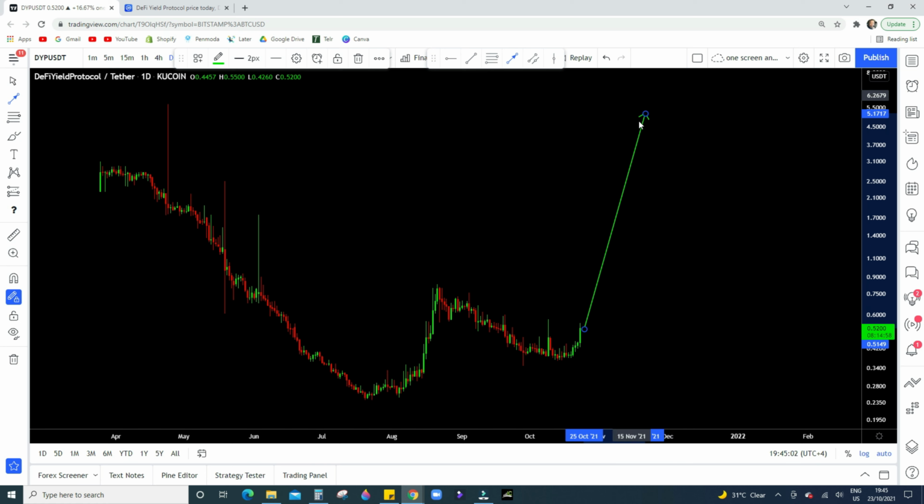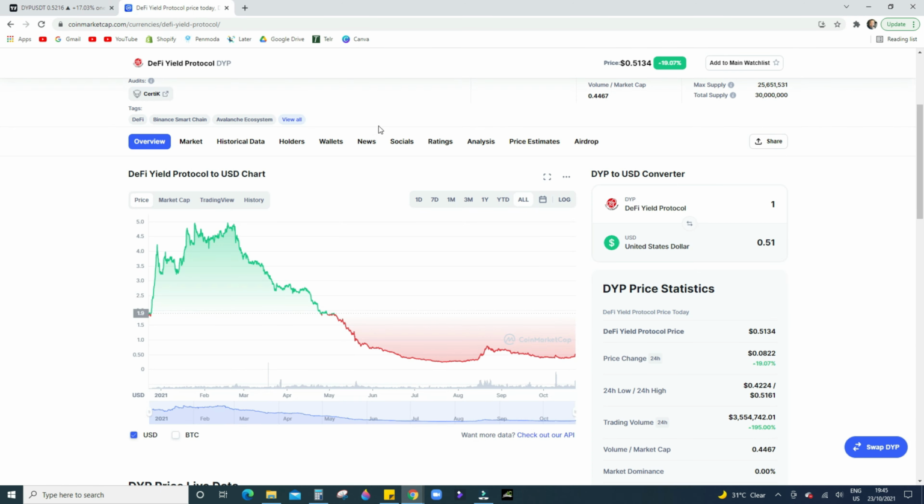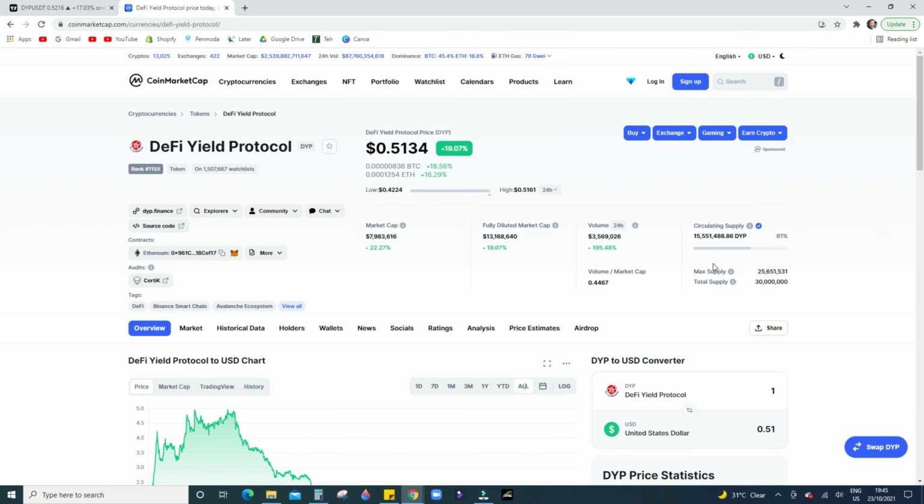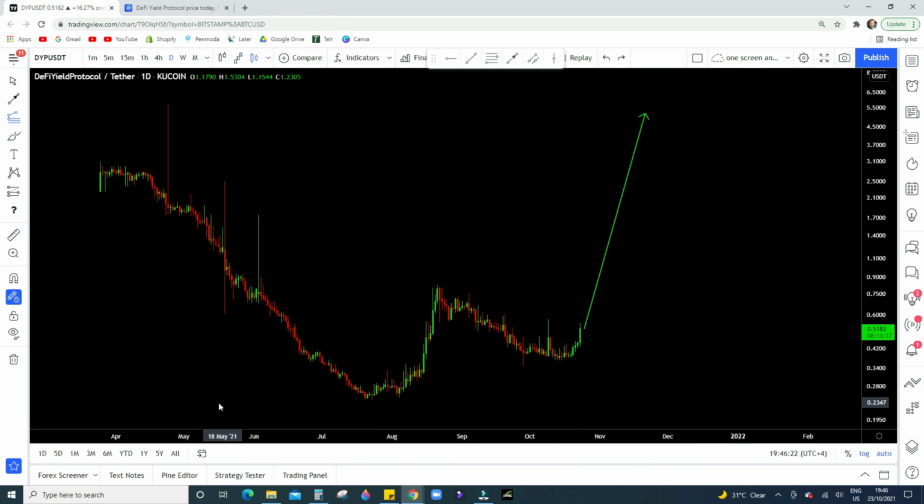Now if the $5 price point does not hold its ground, we might see the price shooting towards even higher prices once it retests this level. Because if we go back and look at the CoinMarketCap details, we'll find that DYP is a coin with a very small circulating supply of only 15 million coins, and that makes about 61% of the overall supply. Because of that, if we compare it to other coins with similar circulating supply, we can see that we have a big window for growth in this project, and the price could reach much higher levels from this point. So that's one scenario.